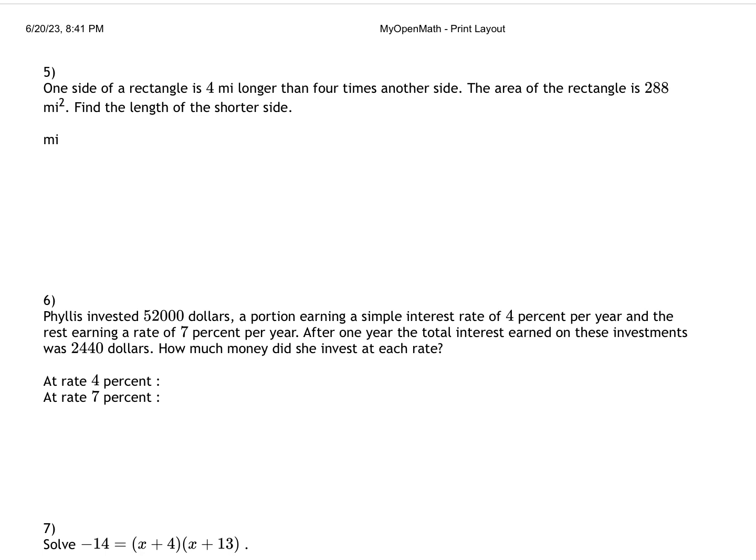So this is actually very similar to what we just did. I'll go ahead and draw the picture. So we have one side of a rectangle is 4 miles longer than 4 times the other side. Okay, so 4 miles longer than 4 times the other side. So the other side is just x. Remember that area equals length times width. So we have 288 is equal to x times 4x plus 4. And then we'll solve this problem.